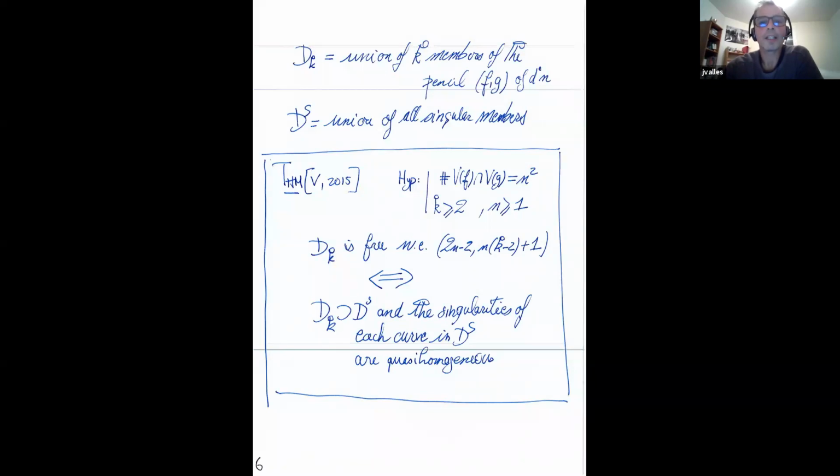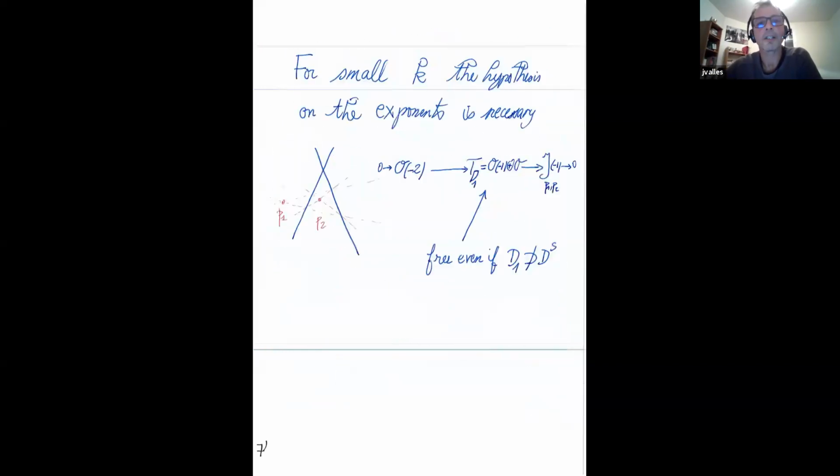I would prefer to say directly D_k is free if and only if D_k contains the singular members, and each curve in D_S has only quasi-homogeneous singularities. But for small values of k and n, it's possible to have some, not pathology, but some particular case. For instance, here you see, well, k is very small. It's outside the hypothesis, k is 1 in this case. But if I consider only the 2 blue lines, then the T D_1 is O(1) plus O.